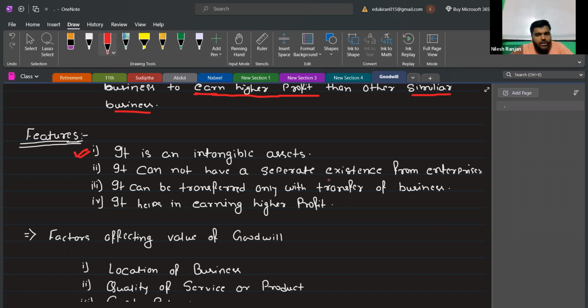I want to sell only the goodwill of my business, not the business. Can we do this? Yes, sir. How? Purchased goodwill. Sir, we can introduce another partner into the business. So if we introduce a new partner into the business, it is purchased goodwill.